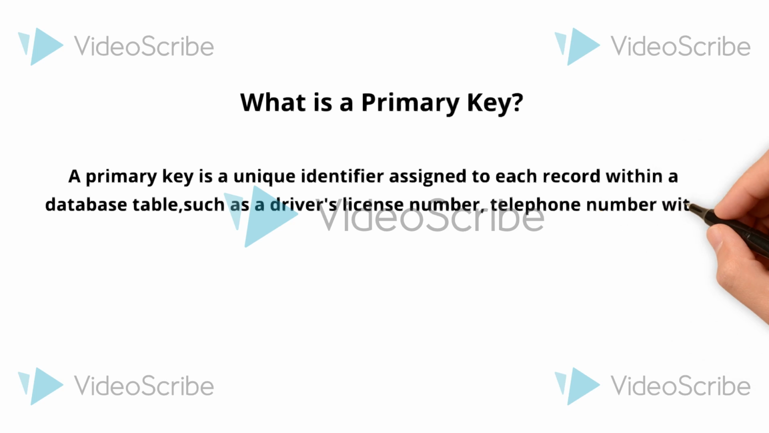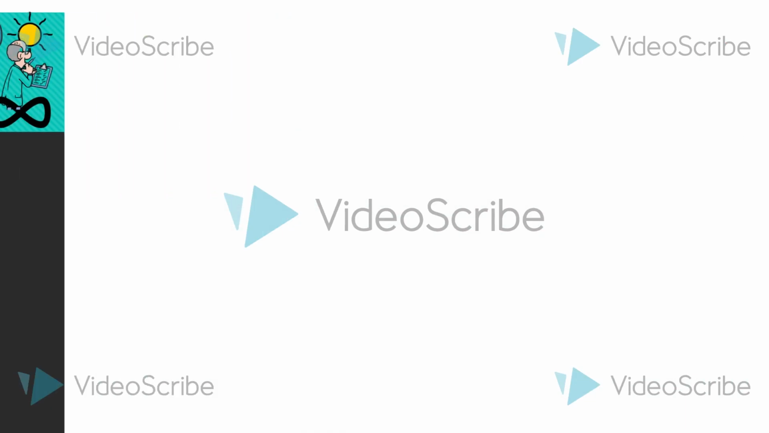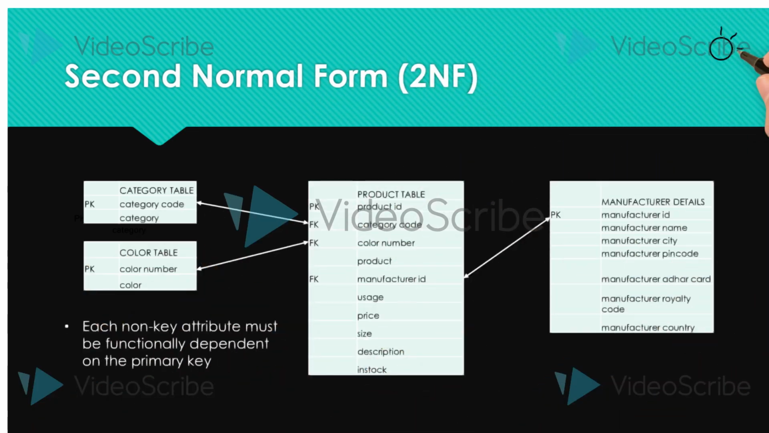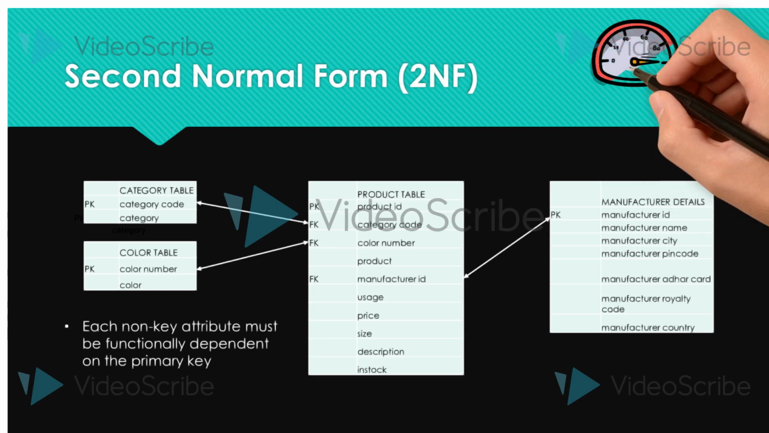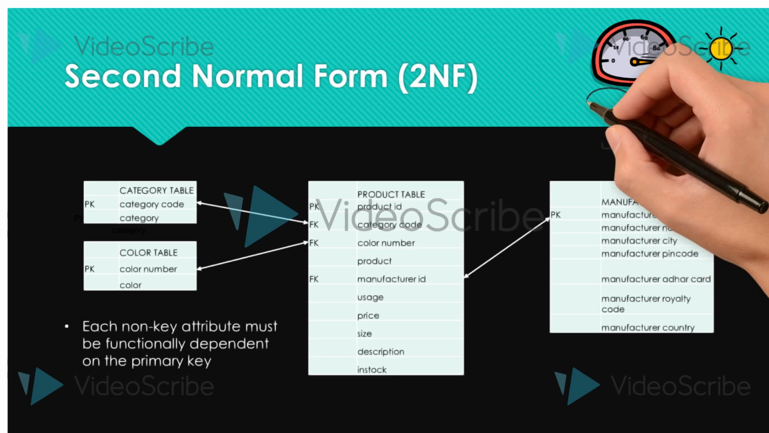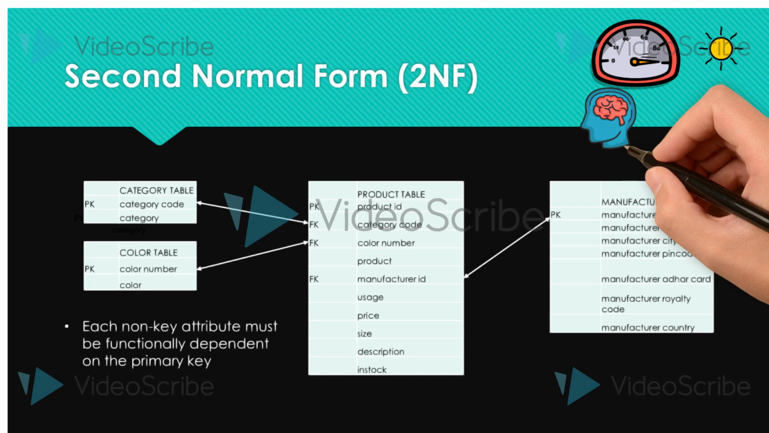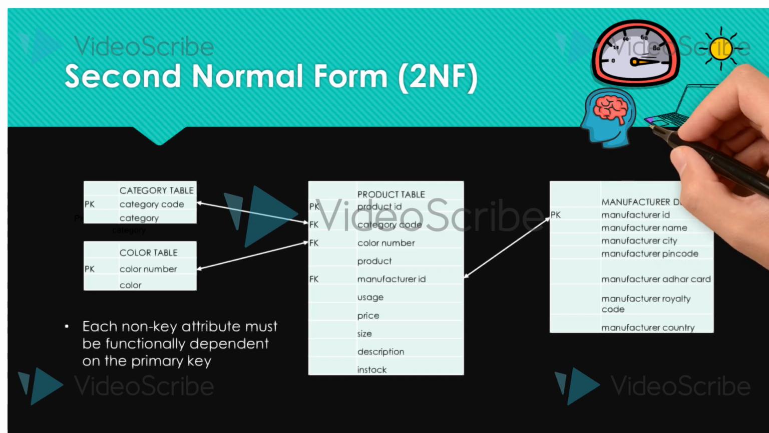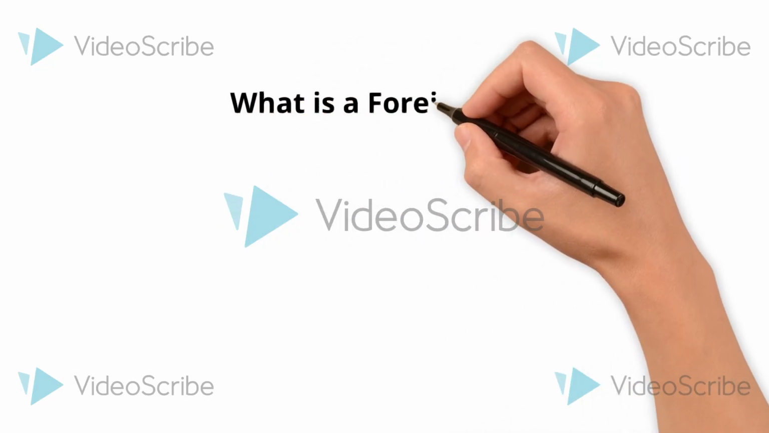For a database to be in the third normal form, it cannot have transitive functional dependency. A transitive functional dependency means that every attribute that is not a primary key is dependent on only the primary key of that particular table. For example, in the category table, the category is fully dependent on the category code. In the color table, the color is fully dependent on the color number. Similarly, for the product, usage, price, manufacturer ID, category code is totally dependent on the product ID.